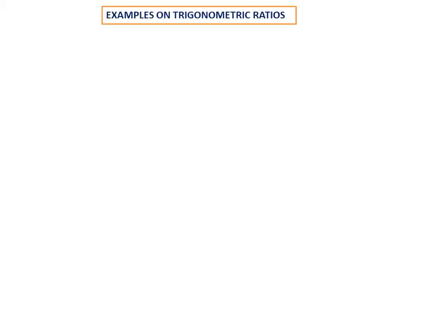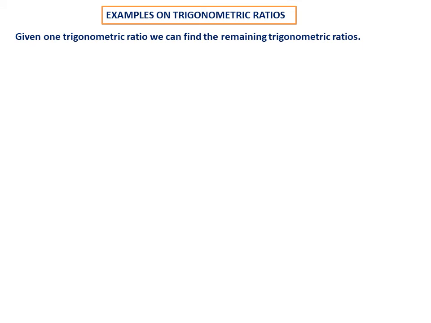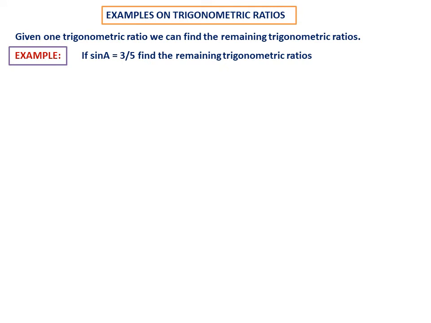Now let us work out one very simple, very interesting example. Examples on trigonometric ratios. The question is this: given one trigonometric ratio, we can find the remaining trigonometric ratios. How many ratios are there? Six. So if one is given, for example sine, you can find the remaining five. Let us take one example. If sine A equals 3 by 5, find the remaining trigonometric ratios.